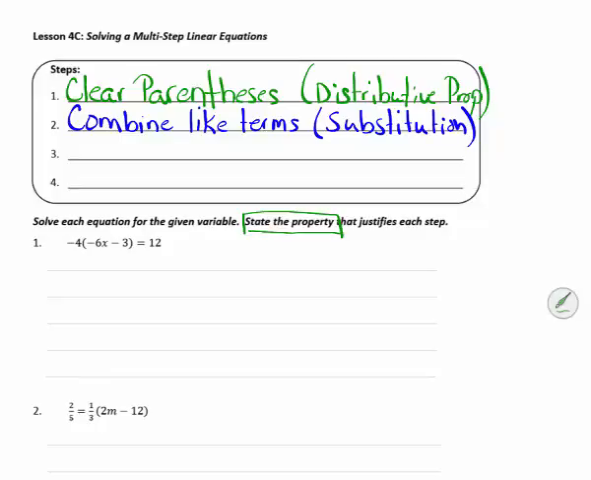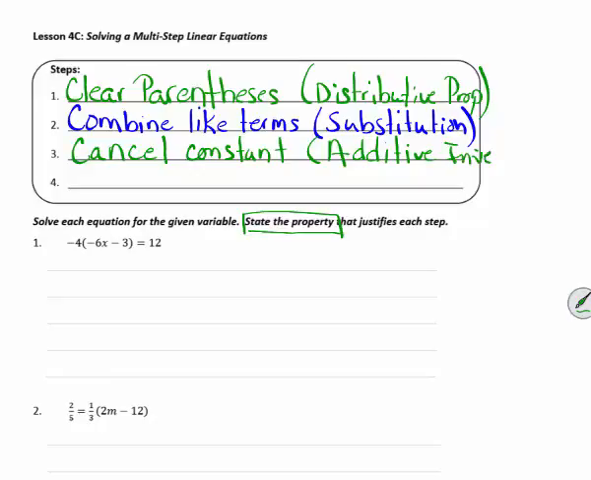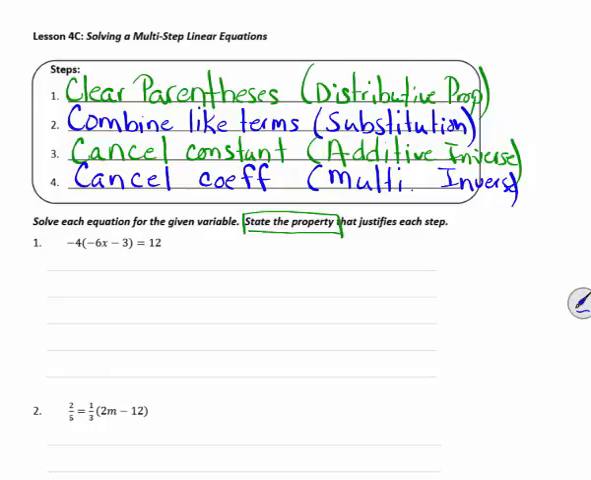Third step, cancel my constant. That's my additive inverse. And we wrote that down the other day as well. Inverse. And then the last step is to cancel your constant, I'm sorry, cancel your coefficient, I apologize, which is your multiplicative inverse. And I abbreviated multiplicative. Okay, so let's see how we do this.